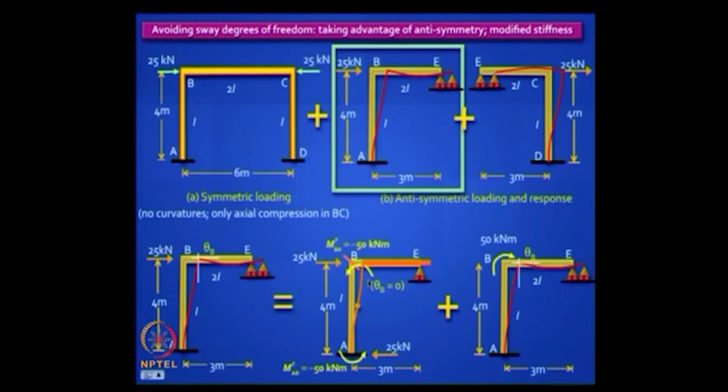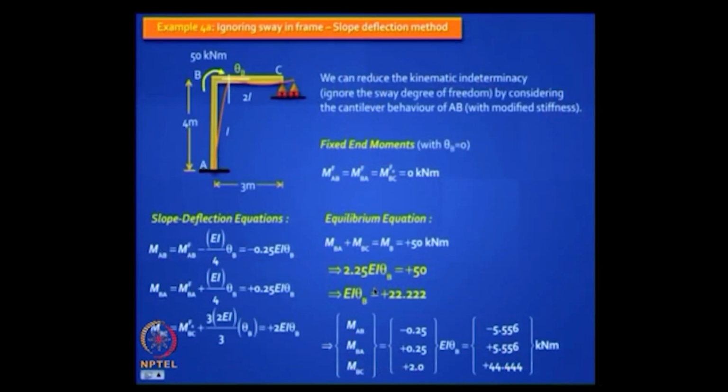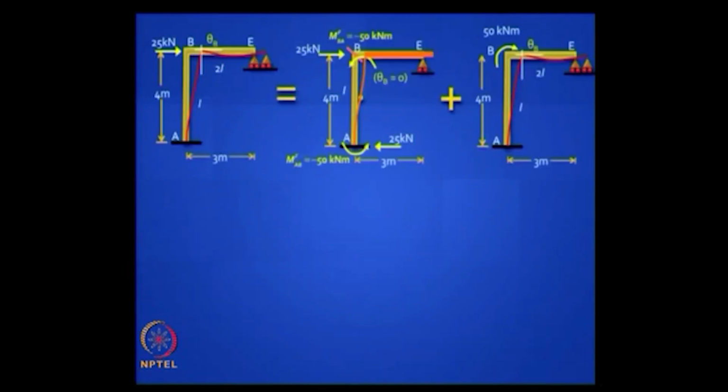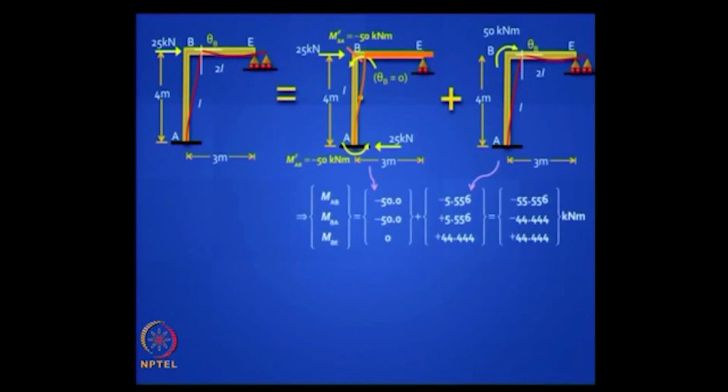I can actually include this in the final answer, but for the time being I am only analyzing this, and this is a straightforward thing we have done earlier, right. So you can analyze this and find the bending moments, and you simply need to add the two bending moments. From the fixed end moments, these are the moments you get, minus 50, and from the constant moment, these are the moments you get, you add them up, that is your final answer, right.